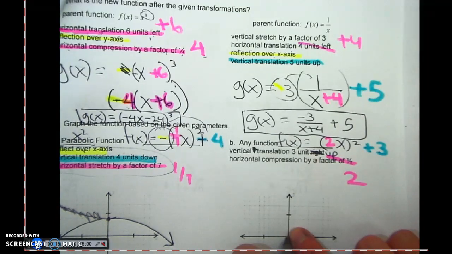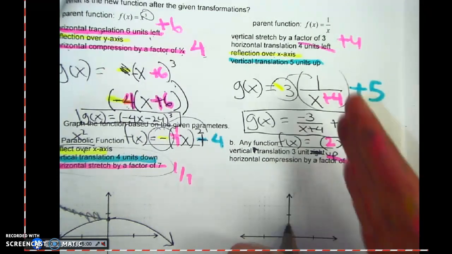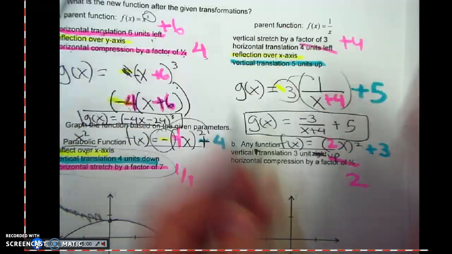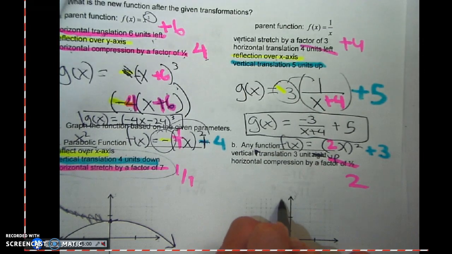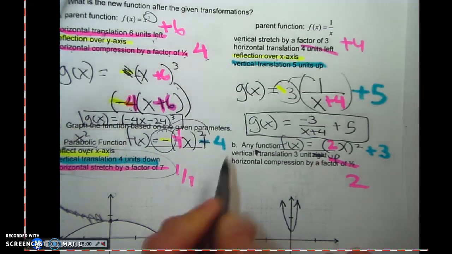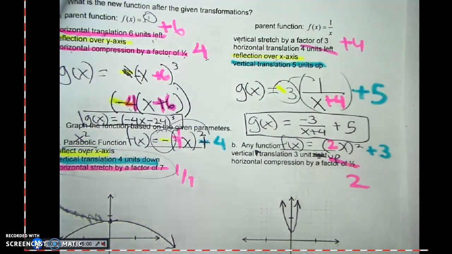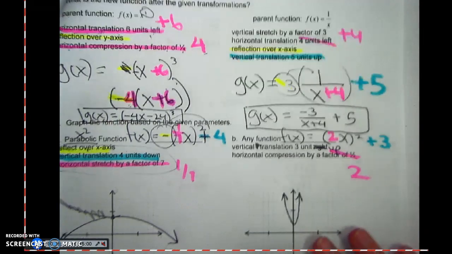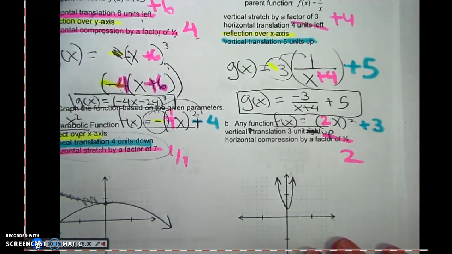Okay, just going to follow the directions. I start here. I go up 3, 1, 2, 3. And if I'm horizontally compressing, that means I'm squishing it, so it's going to look skinnier. Now, you didn't have to do a parabolic function. You could have done a linear function. You could have done an absolute value function. But I do feel like that one's the easiest for me. Okay? All right, let's go to the next one.